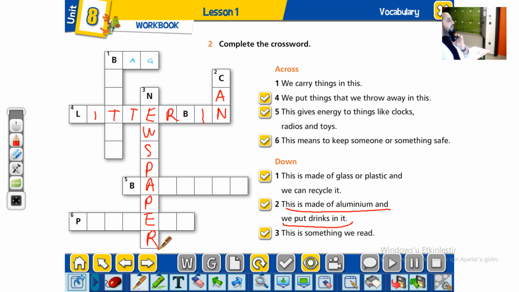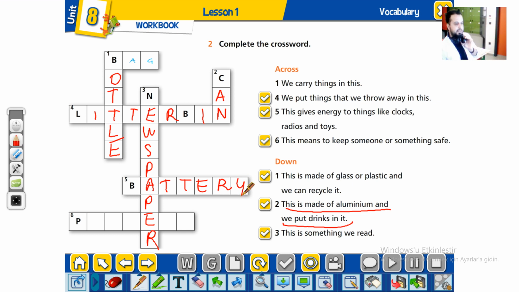Okay, we are going to do the first not from up to down. This is made of glass or plastic and we can recycle it. Ya bu plastik ya da cam olabiliyormuş. Ne olabilir arkadaşlar? Of course it is bottle. And number 5, this gives energy to things like clocks, radios and toys. Radyo, saat ve oyuncak gibi şeylere enerji verir. What was that? Battery.